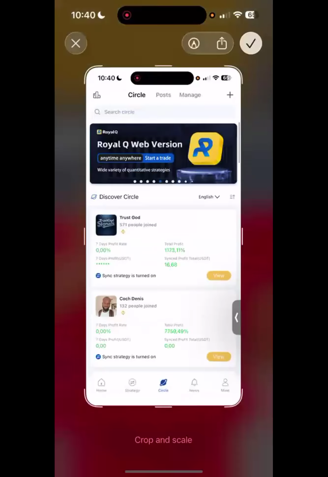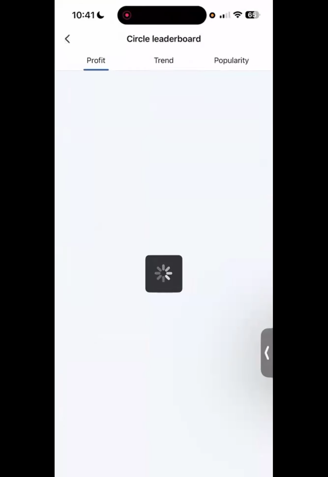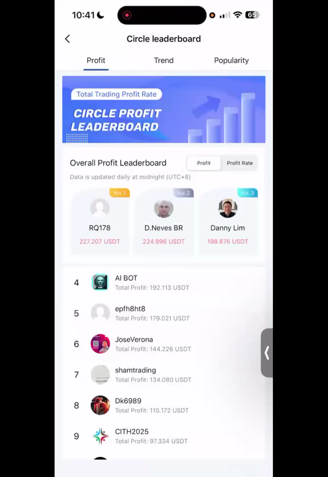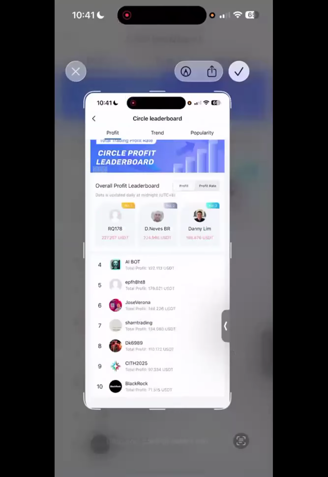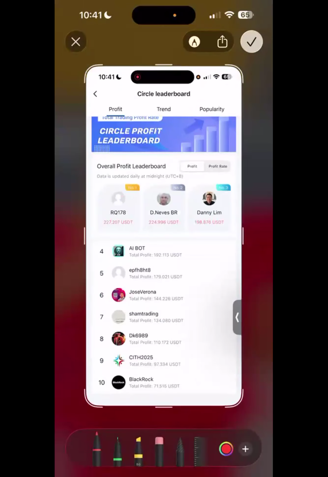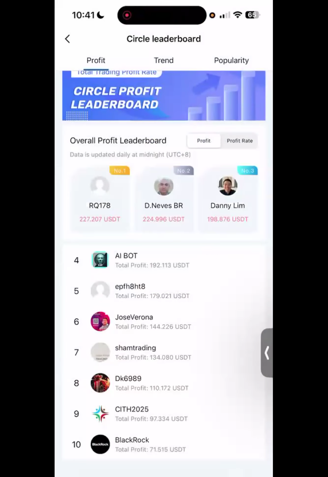Okay. So if you have their name and want to search for them, you can search for their circle here. Or you simply tap on the graph here. Then it sends you to the top 10 on the circle leaderboard, whereby you would see the amount of profit they've made using the RoyalQ robot. So this is 227,000 USDT, 224,198. So all these people, they are traders. A few of them started with us from the beginning, like DNevs BR. I know him from the beginning.